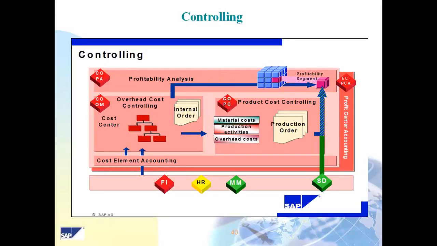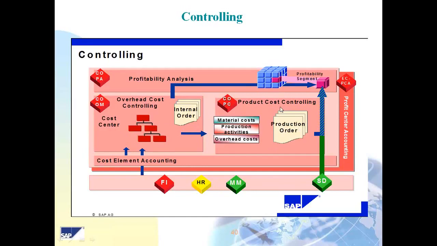So the profit center can draw data from any modules, including FI, HR, MM, SD, or any other internal orders, cost centers, production orders, etc. Normally the production order is very important because we are going to calculate the cost at the production order level.